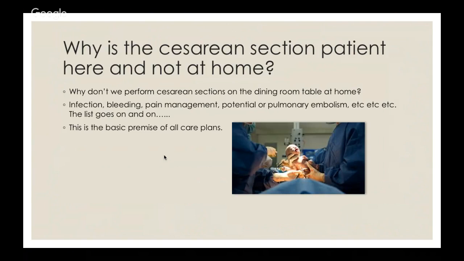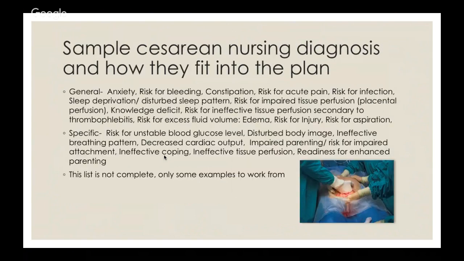We're going to be looking for all of these things. And that is basically what our plan of care is: what are we doing to make sure that our patients are okay while they're in the hospital, and what can we do to remove the barriers that are preventing them from leaving? Now, this list is not everything. It's not complete. These are just some examples, okay?